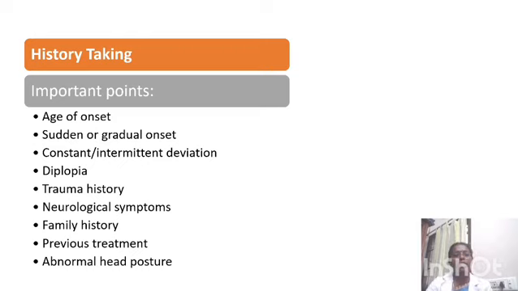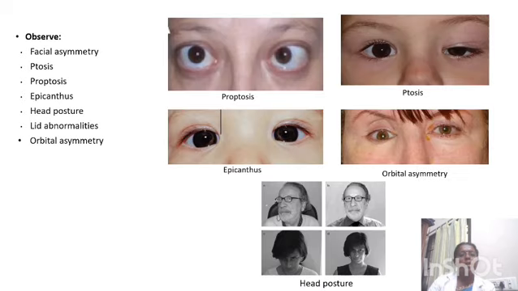Important points include age of onset, sudden or gradual appearance, intermittent or constant nature of the deviation, presence of diplopia, trauma, neurological symptoms, family history, previous treatment, and abnormal head posture. External examination should include assessment of facial symmetry, ptosis, proptosis, epicanthal folds, orbital asymmetry, lid abnormalities, and head posture. These findings may provide clues to the underlying cause of strabismus.